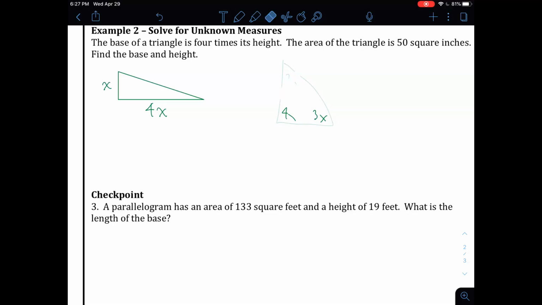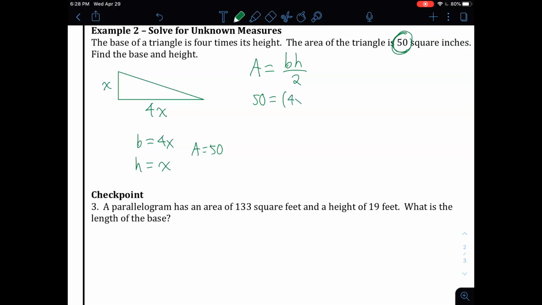Okay? Erase all this stuff. So it's a similar kind of thing. We're going to find the area of this triangle, which we know is 50. We're going to do area equals base times height over 2, and we're going to plug in what we know. So we know the base equals 4x, and the height equals x. We know that the area equals 50. So we're going to do 50 equals the base, which is 4x, times the height, which is x, all over 2.